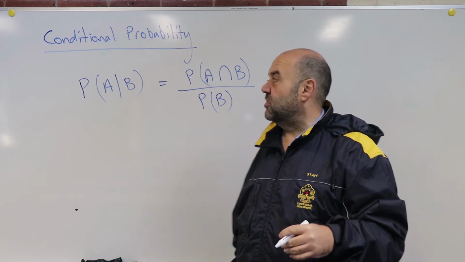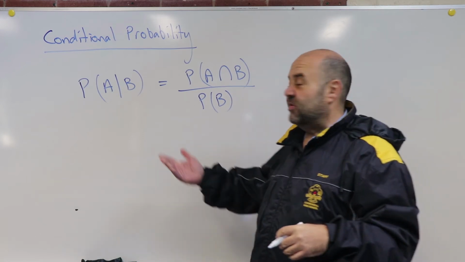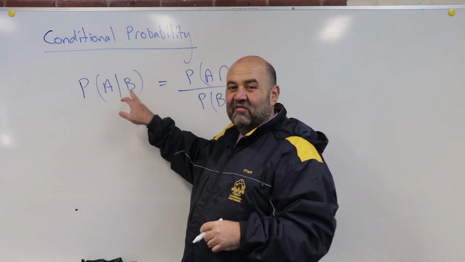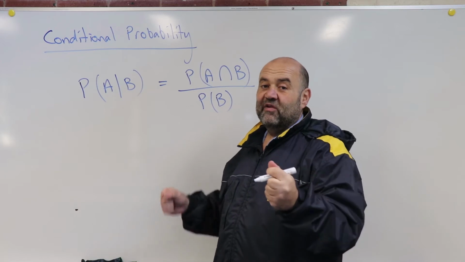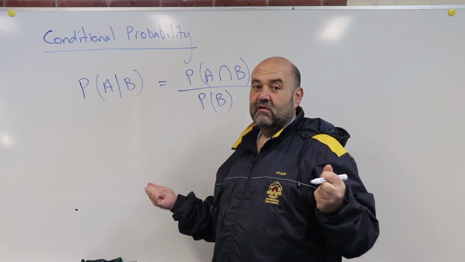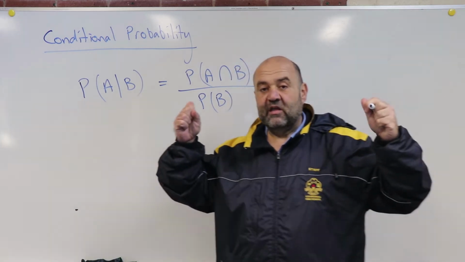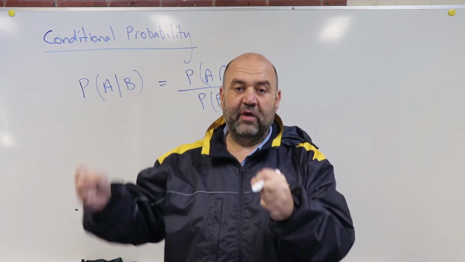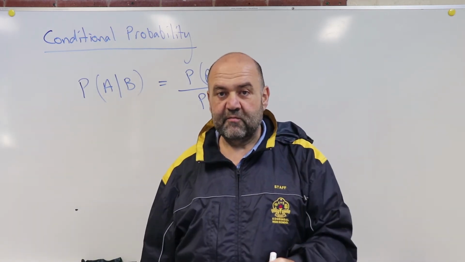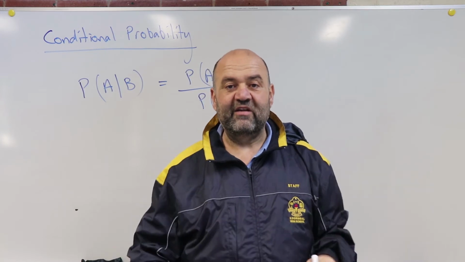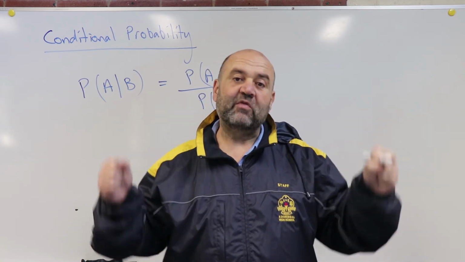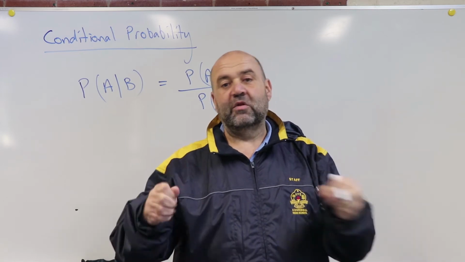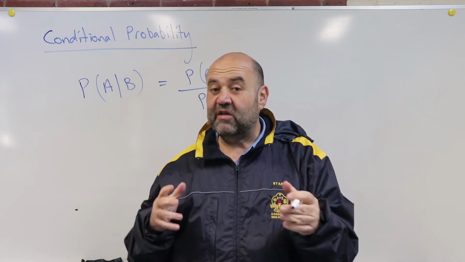And likewise, if I was to reverse this, so this is a particular order, this is the probability of A given B. That's different to the probability of B given A. Okay? So if I was to say, given that I'm only going to pick from the people who like rugby league, what's the probability they like tennis? That's different to, given that I'm only going to pick from the people who like tennis, what's the probability they like rugby league? It's a different condition.